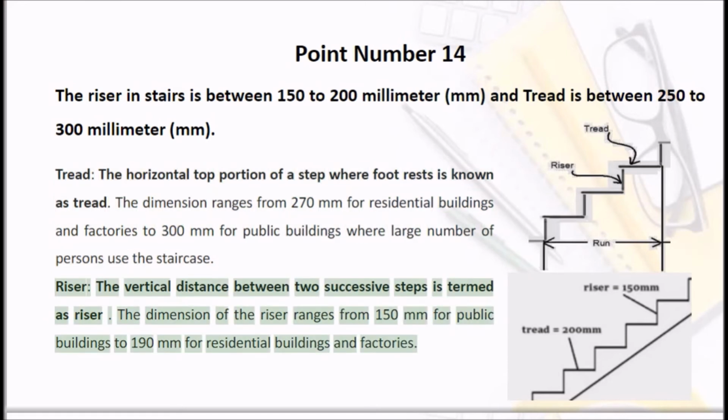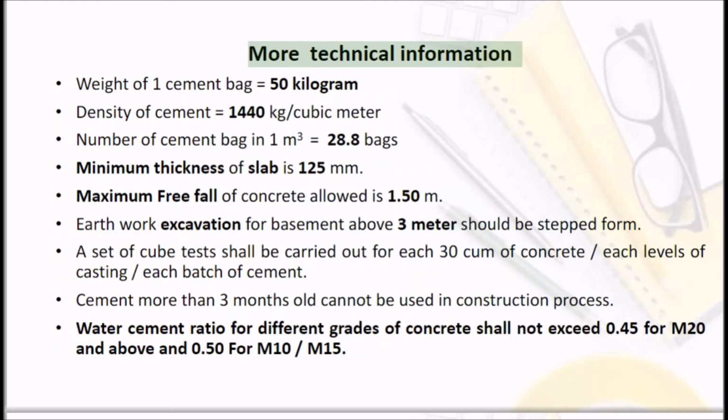Riser, the vertical distance between two successive steps, is termed as riser. The dimension of the riser ranges from 150 mm for public buildings to 190 mm for residential buildings and factories. More technical information.